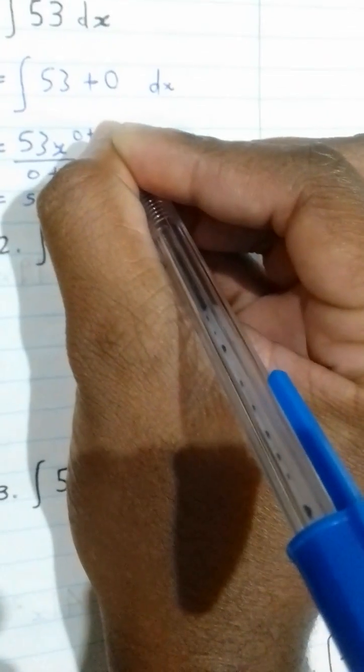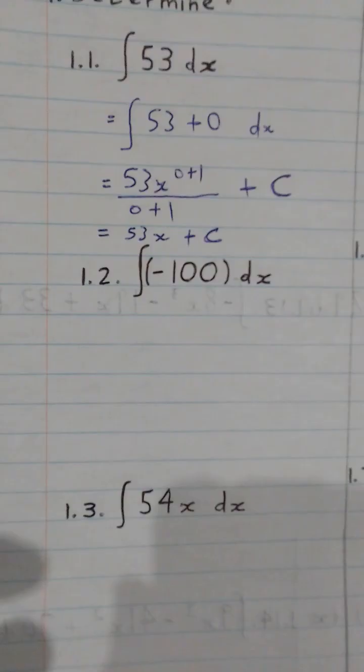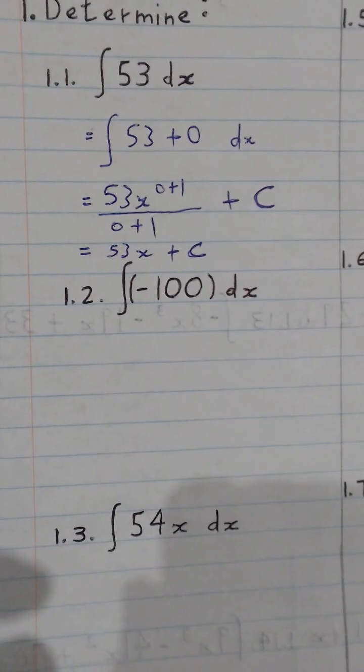So then my final answer is going to be 53 over 0 plus 1 is just 53 x, 0 plus 1 is 1, so just write it like that, and then plus c, where c is the constant. Forgive me for the lack of space, right? Hope that is clear, and I hope that makes sense.